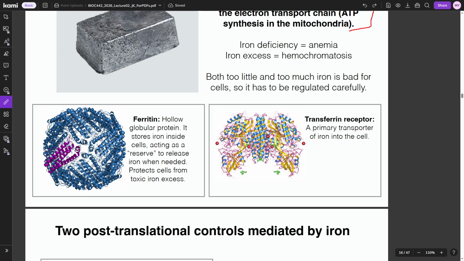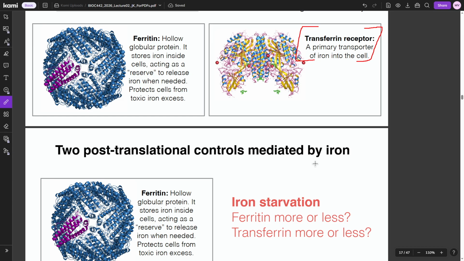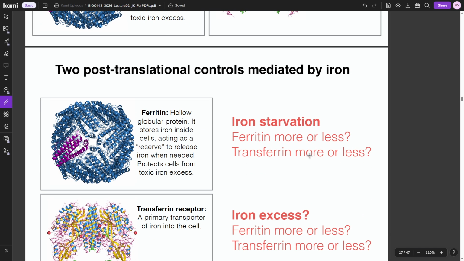It's a protein specifically that stores iron in it. And then transferrin is a transporter for iron. It's like a transport channel, if you will. So now we have to think about a couple of things. So ferritin is for storing iron.